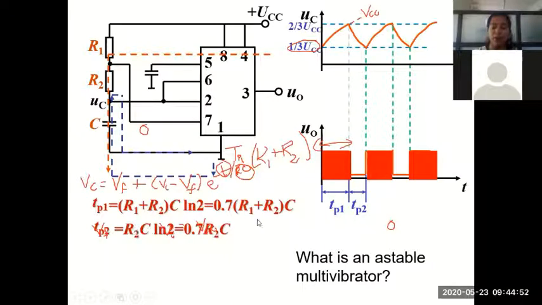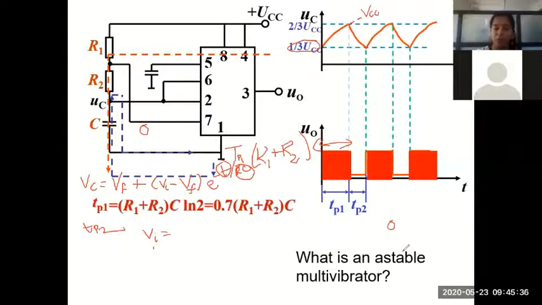If I want the expression for TP2, I'll just clean this out. Can you tell me, if I want TP2, what would be the value of Vf? For TP2, it is the time when this capacitor is discharging. Since the capacitor is discharging, what is the initial level with which it starts discharging? What is the voltage across the capacitor when it begins discharge? The capacitor is at 2 by 3 VCC.